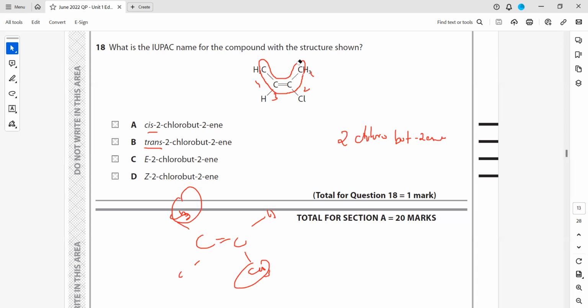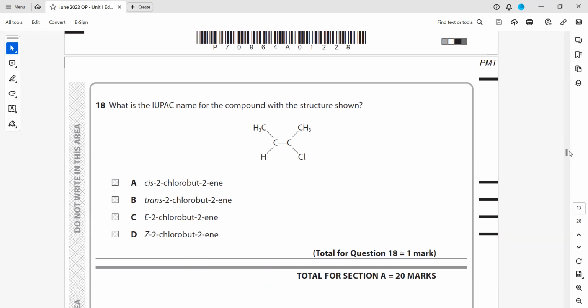So when we check the heavy groups in terms of their mass, this is heavy, this is heavy. The heavy groups are on the opposite side, so we'll use the term E. So it is E-2-chloro-butene. That's why C is the right answer. Is it clear?